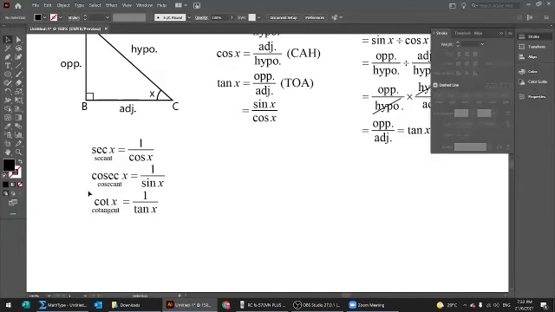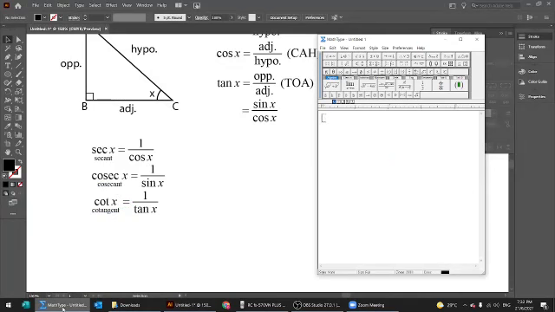If I want to write cotangent x as sine and cosine only, how are you going to write it? No, I'll show you. 1 over tangent x means 1 divided by tangent x. Tangent x is sine x over cosine x. Now you make this one into multiply, and it will become cosine x over sine x.